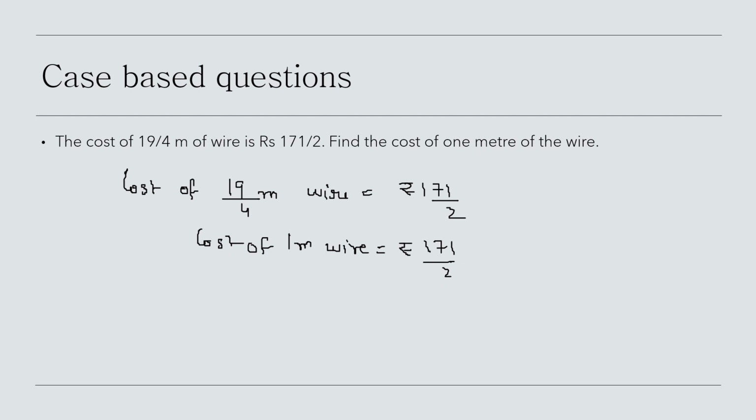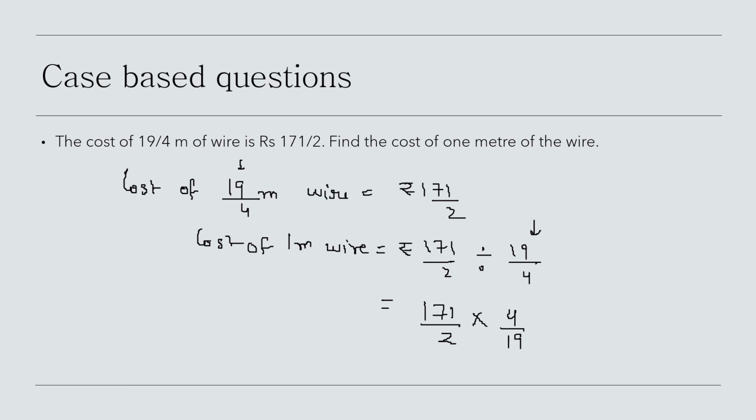171 by 2. This 19 by 4 will be taken into transpose form, so it will go into division. Now you know how to do division of rational numbers. You need to convert it into multiplication by taking the reciprocal of the second one. Alright? Yes or no? Just remember, when you have to do division of rational numbers, you just operate multiplication but with the reciprocal. Would you be able to do it?